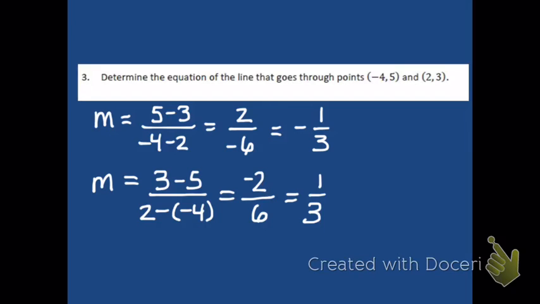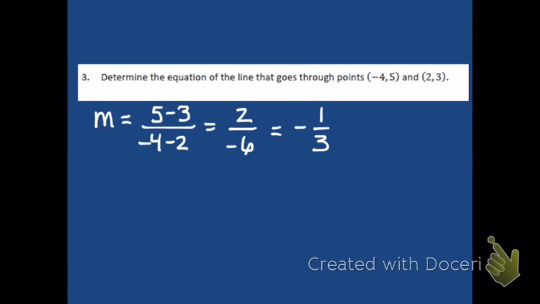I mean, -1/3, sorry. This should be a negative right here. Where do we go here? Right here, -1/3. Different ways to write that, but that would be a -1/3 slope. Okay, sorry about that.